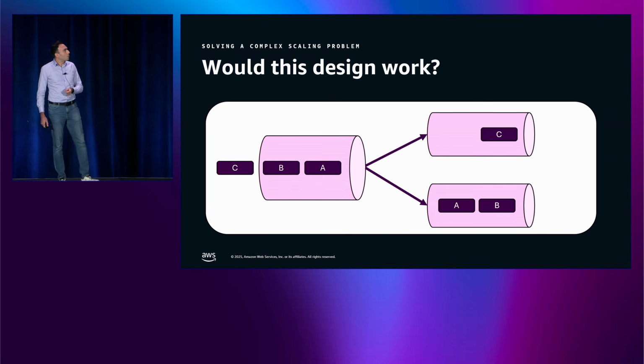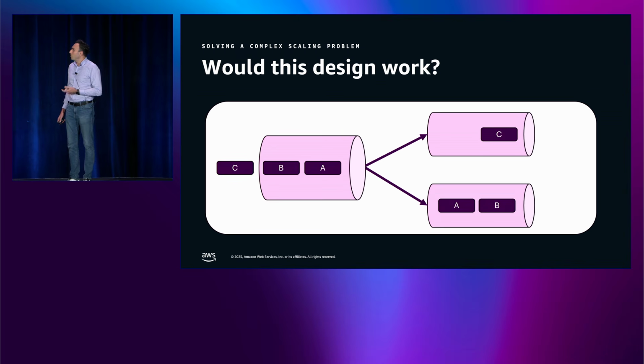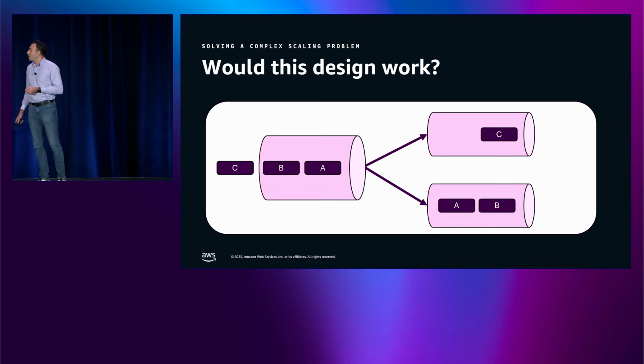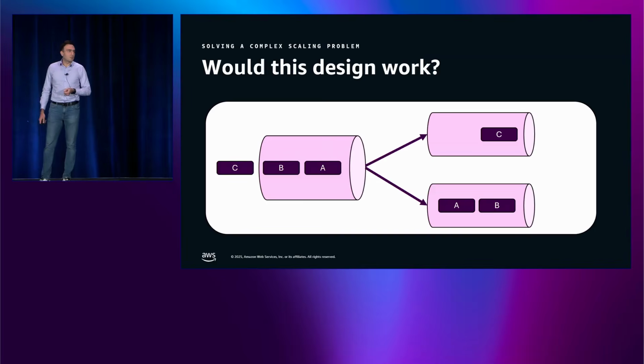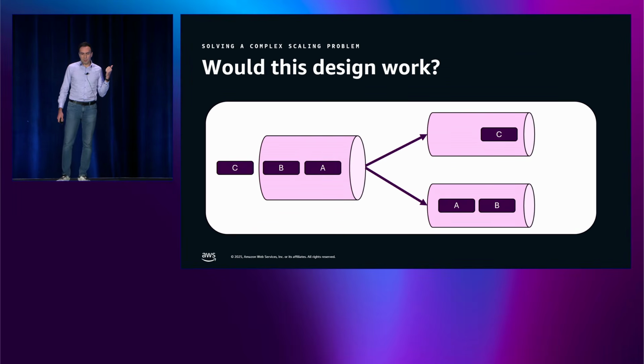How many problems are you able to identify with this? 1, 2, 3. I identified 3. For 1, what I'm showing on the slide, you can see that the messages could get out of order. Why is that? The messages have the same key, by the way.